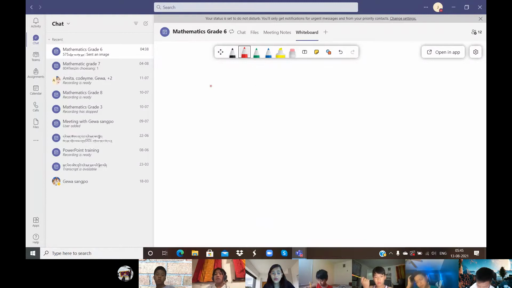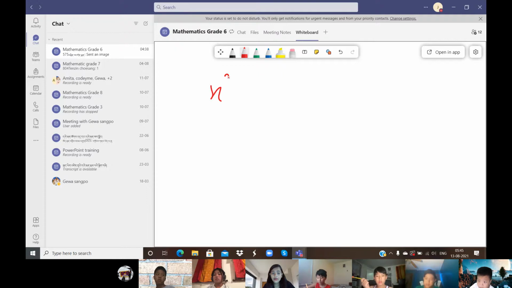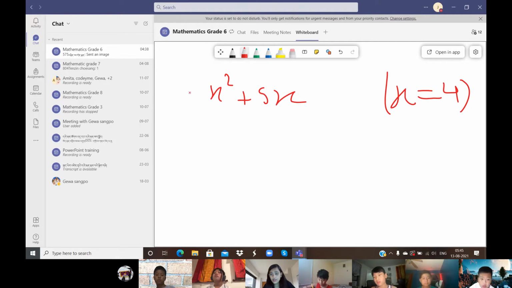If x was 4, x plus 5x will equal 9x. See, there is x square plus 5x, and it is given that x is equal to 4. So can you solve this? X squared plus 5x equals. So you put 4 at the place of x. When you put 4 at the place of x, then you can call it substitution. And then will the answer be 9x squared?